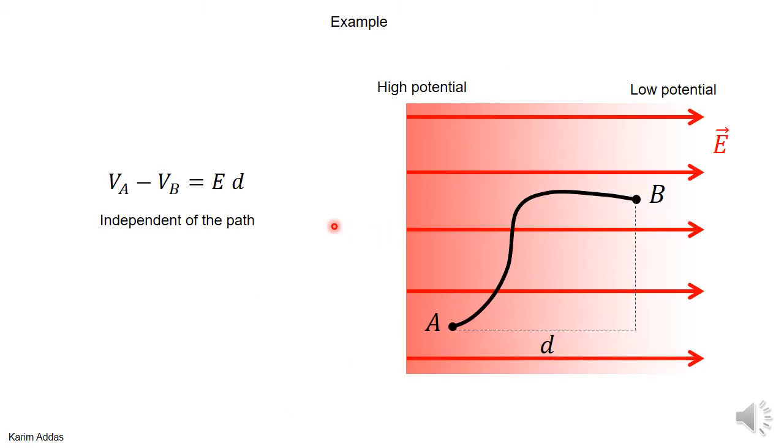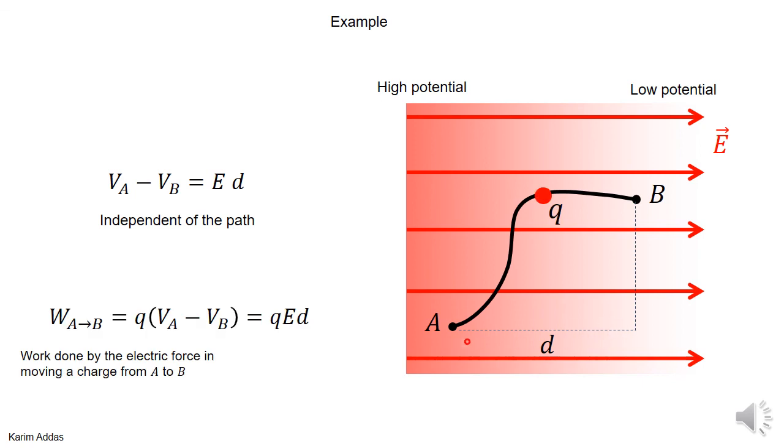So for instance, let's remember this example where we calculated the potential difference between point A and B for an arbitrary path, and we found actually that it's independent of the path. For a constant electric field region, we found the potential difference VA minus VB is just the electric field times this distance, the distance along the electric field.